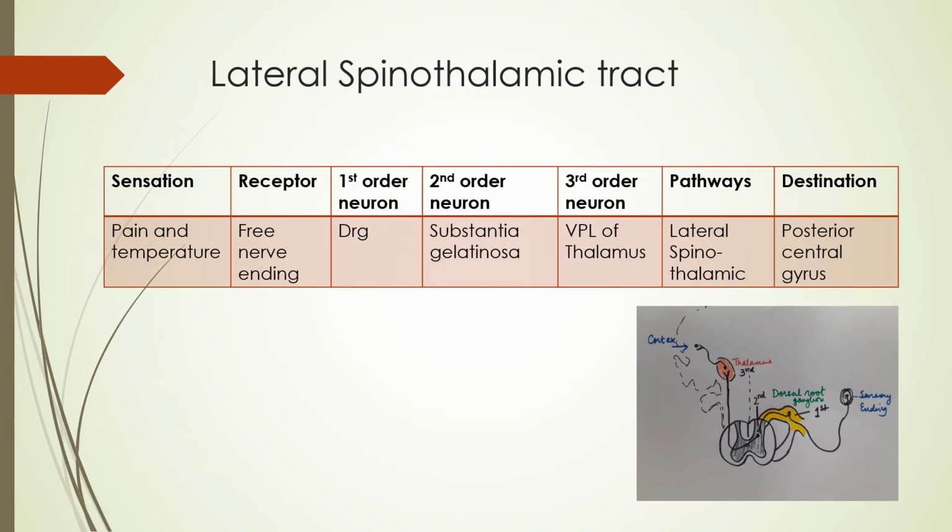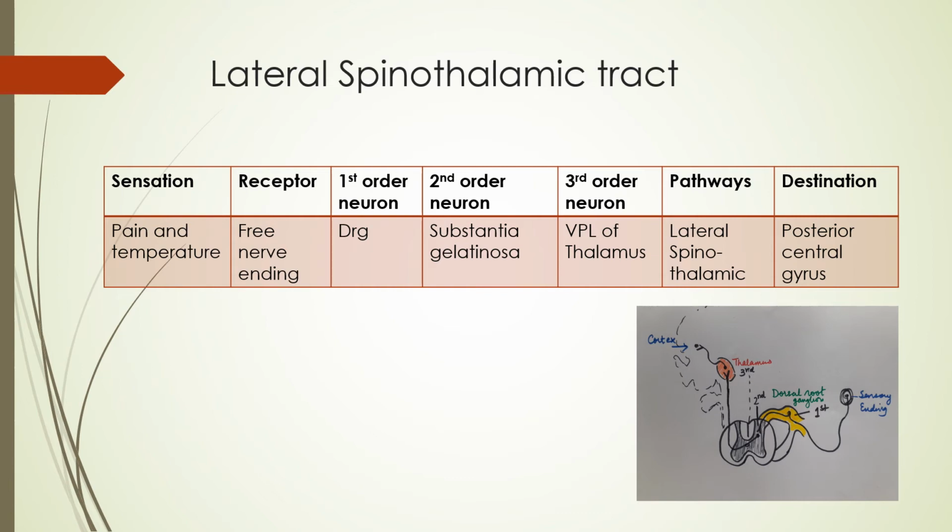So the first tract which we are going to discuss is the lateral spinothalamic tract, and the table in a nice way summarizes how this tract works and goes from first order to the third order neuron and where the destination lies. So the sensation received by this tract is pain and temperature. The receptors are free nerve endings, so they take the sensation of pain or thermal sensations which go to the dorsal root ganglion, the first order neuron present outside the spinal cord.